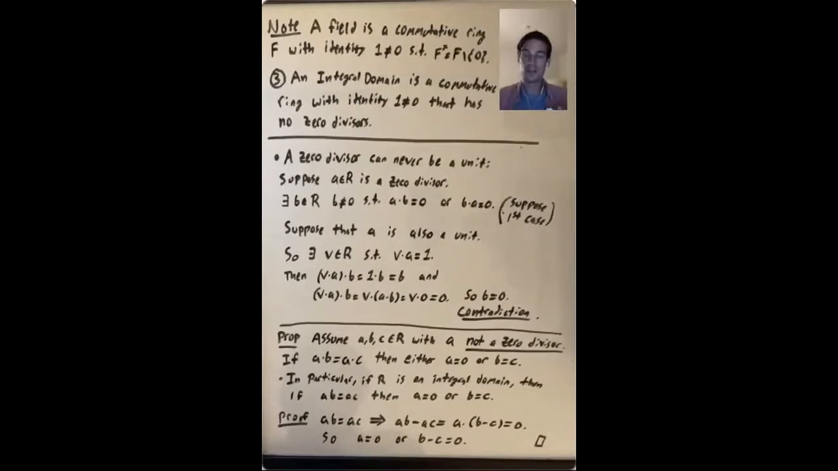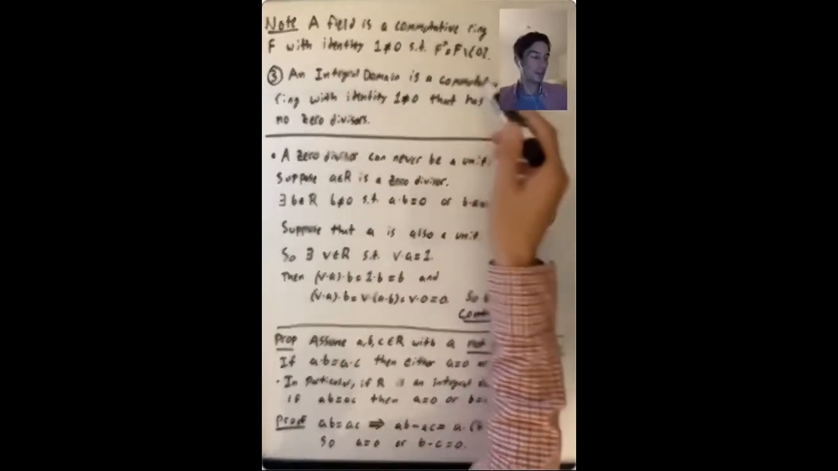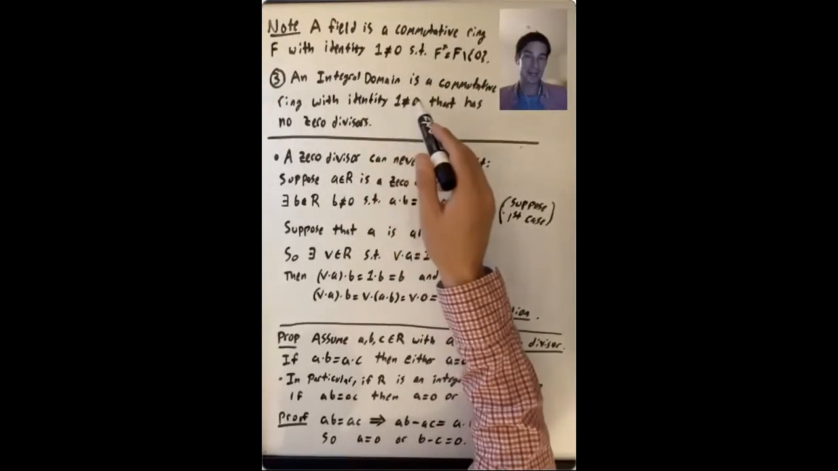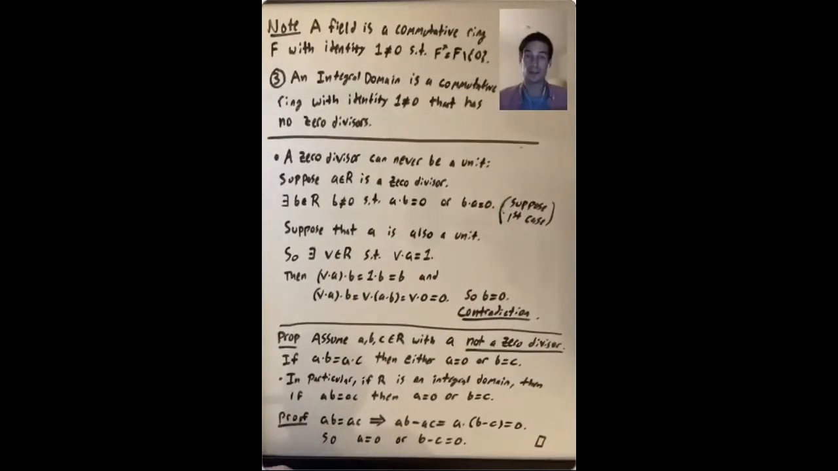So one more definition before we move on. An integral domain is a commutative ring with an identity 1 not equal to 0 that has no zero divisors. So it's a commutative ring with unity so that for any element A, there's no non-zero element B, so that A times B equals 0 or B times A equals 0. So in the case that your ring is commutative, if there is such a B where A times B equals 0, then automatically B times A equals 0.